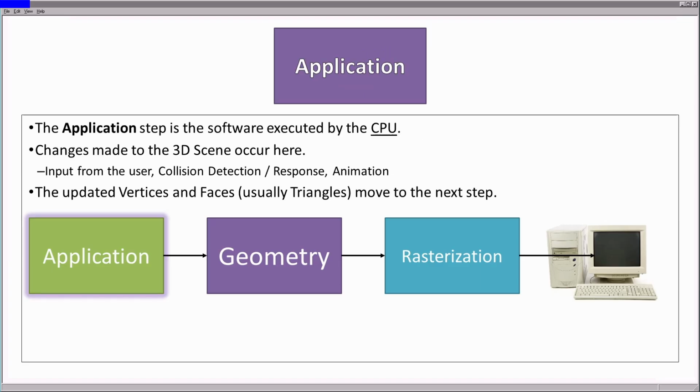The application step is the software executed by the CPU. Changes made to the 3D scene occur here. So for instance, input from the user, collision detection and response, and animation. The updated vertices and faces, typically triangles, move to the next step.